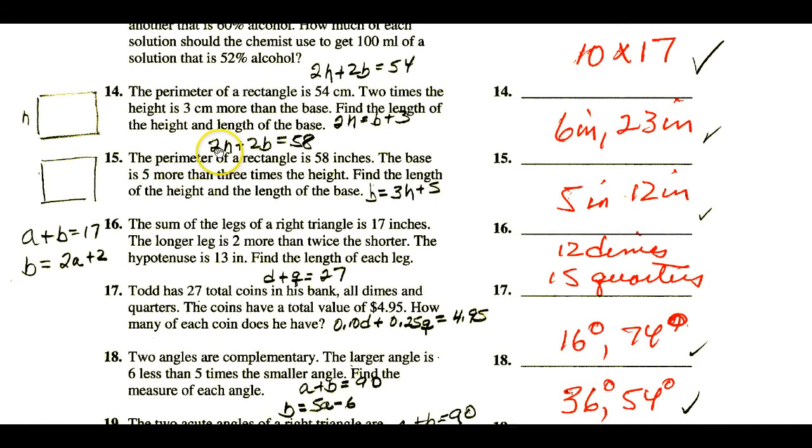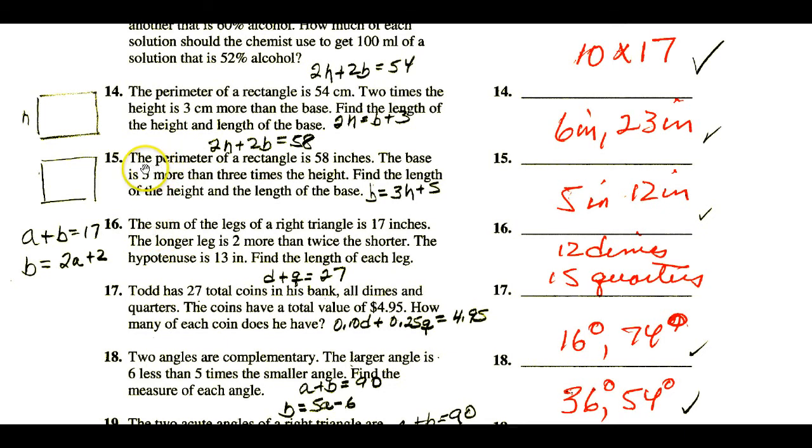And we'll use a modified form of the perimeter formula. 2 lengths plus 2 widths equal the perimeter. Well, here 2 heights plus 2 bases equal the perimeter. So these are our two equations. Remember, this is the letter H. Looks a little bit like an N, but it's an H.